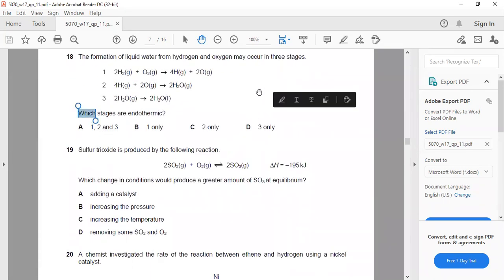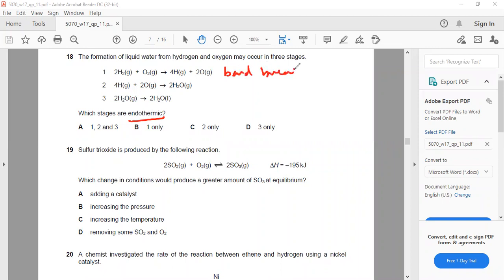18. Endothermic, exothermic. Bond breaking is endo. Bond making is exo. Gas to liquid is exo. Condensation. Okay. Condensation is exo. One only.